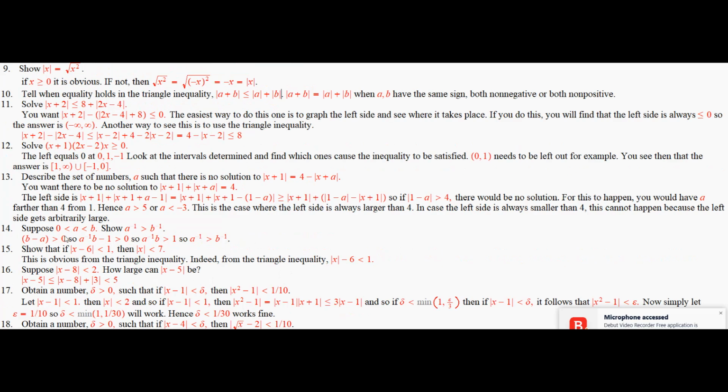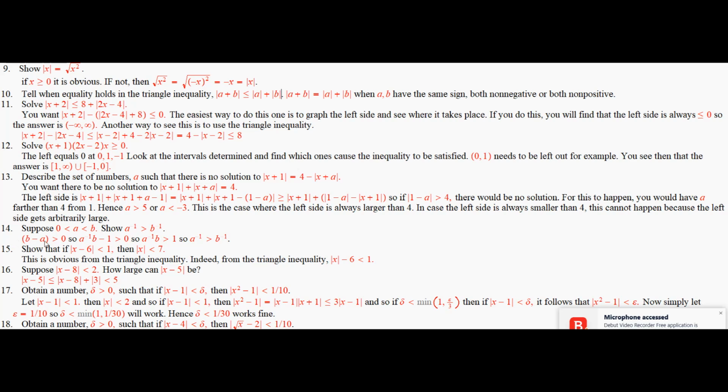Okay, so let's look at a little proof here. Suppose that A is smaller than B and they're both positive. I want to show that A inverse is bigger than B inverse. Well, B minus A is bigger than 0 because of this. So if I multiply by A inverse on both sides, I get 0.